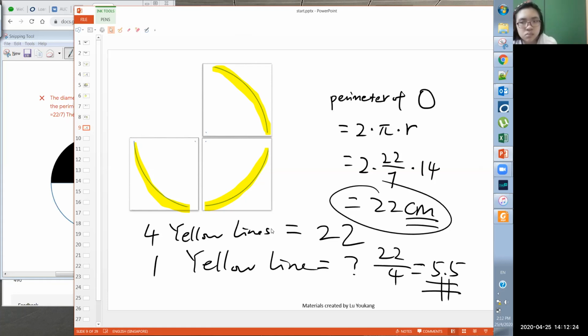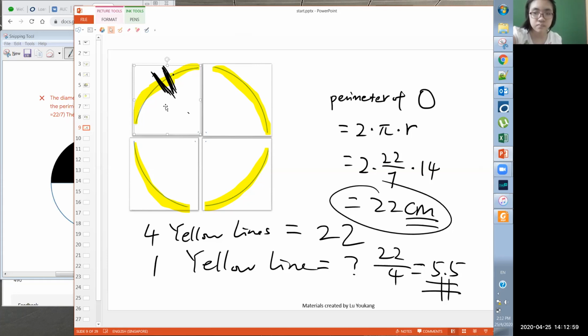So what is this? How do you find this? You need to find the full circle, and then divide by the number of lines. Wait. What are you talking about? You are crazy.